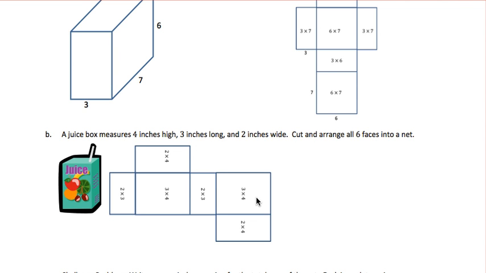And again, there are other arrangements, but most importantly, you need to have 6 faces, and you need to have 2 each of the different dimensions available. For example, you can't have 3 sides that are 2 by 4, one side that's 3 by 4, and 2 sides that are 2 by 3. That's not the way a rectangular prism is arranged.